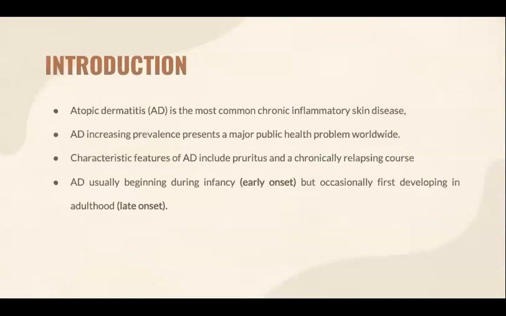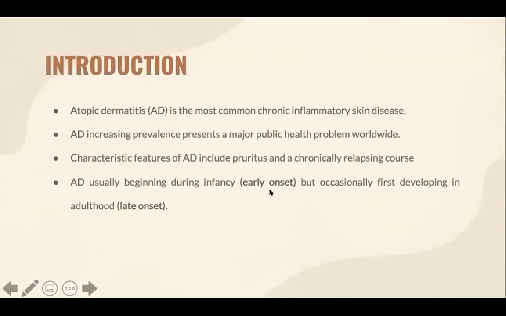So why is atopic dermatitis important? It's the most common chronic inflammatory skin disease, and its increasing prevalence presents a major public health problem worldwide. The characteristic features of atopic dermatitis include pruritus and a chronic or chronically relapsing course. It usually begins during infancy as early onset disease, however, occasionally first developing in adulthood as a late onset disease.